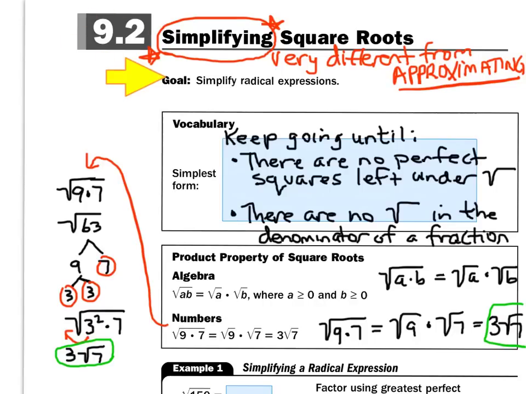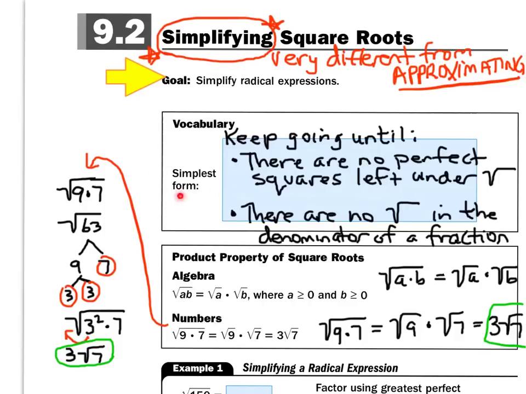Hello, you guys. Let's talk about Chapter 9, Lesson 2, Simplifying Square Roots. Now, simplifying is totally different from approximating. All right? Simplifying is very new, so please listen carefully.